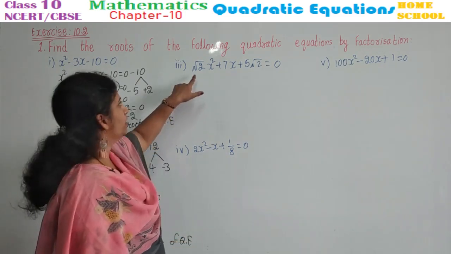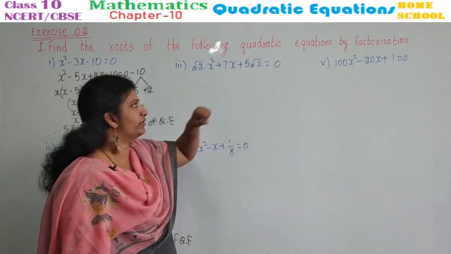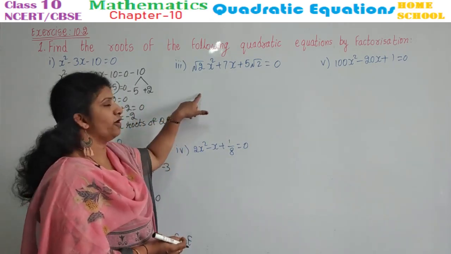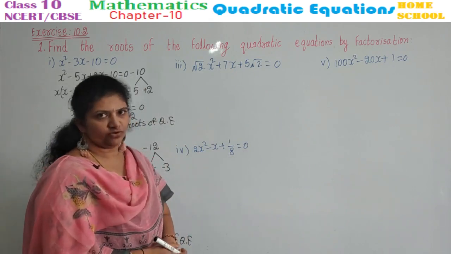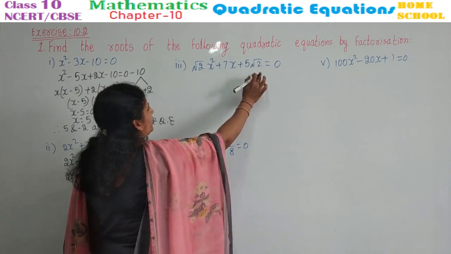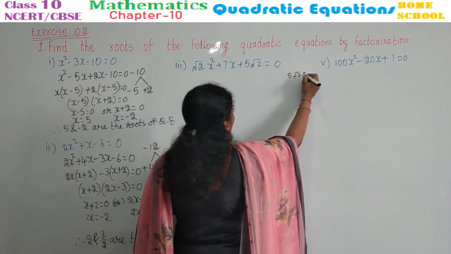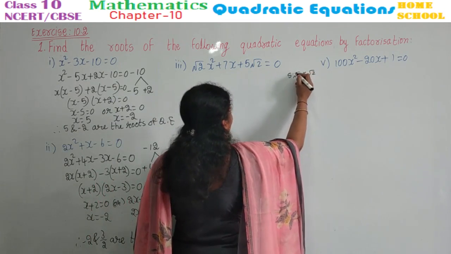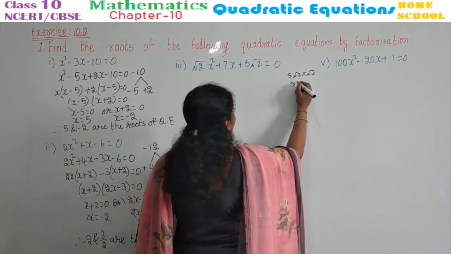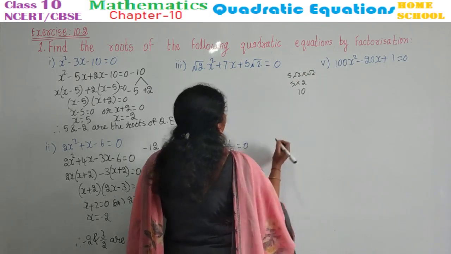Third problem, root 2x square plus 7x plus 5 root 2 equal to 0. This problem most of the children will be confused. See carefully here. Multiply root 2 into 5 root 2. What happens? 5 root 2 into root 2. So now look here, root 2 into root 2 will be 2. Root 2 whole square root cancel, 5 2s are 10.